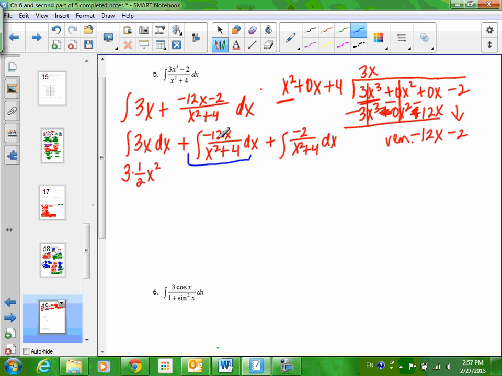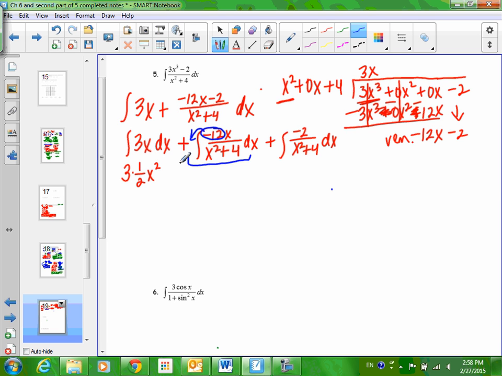Okay, this negative 12. What can we do to this? Move it to the front. So I'm going to ignore it. Now there's an x over x squared plus 4. Is this old U-substitution or is this inverse trig? If there's an x on top. Remember the inverse trig is like just u prime or du on top.